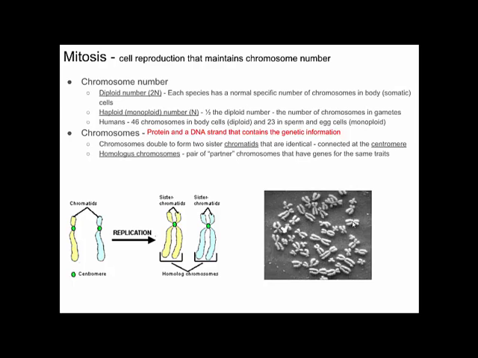And each side of the X is called a sister chromatid. They're identical to each other. This chromatid copied itself into these two copies here, and that's why it's an X. They're held together. This little green dot is called the centromere. And they have a partner chromosome that is similar, but not necessarily identical. They're called homologous chromosomes.